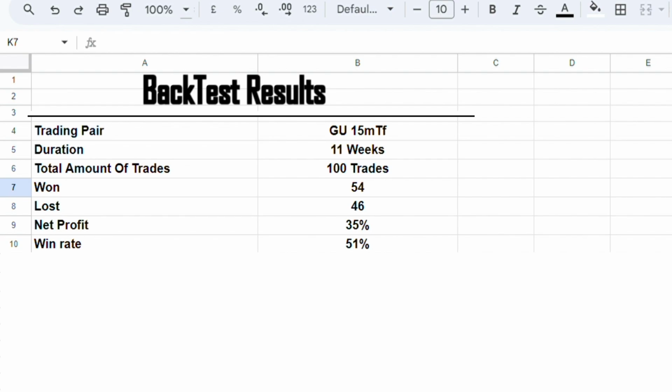As long as you use extreme risk management, which is just risking 1%, maybe 1.5%, then you're never going to blow your account.